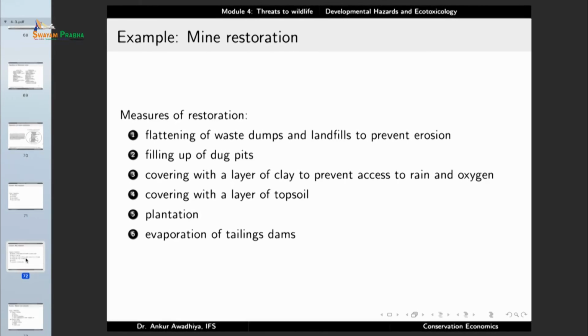The restoring actions could be things such as flattening of waste dumps and landfills to prevent erosion, filling up of the dug pits, covering with a layer of clay to prevent access to rain and oxygen, covering with a layer of topsoil because of the heavy erosion, the topsoil is gone. So we cover with a layer of topsoil and plant trees, or evaporation of tailings dams, so that the water is removed, the waste gets concentrated, and then it can be removed from the area. So these are examples of restoration activities.